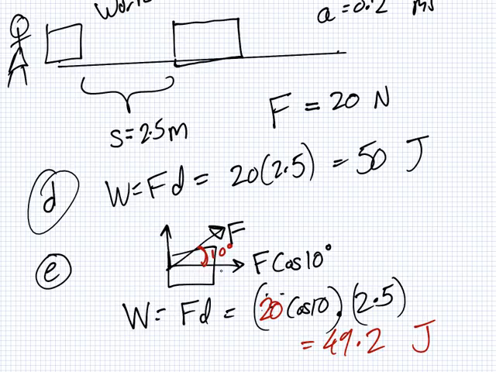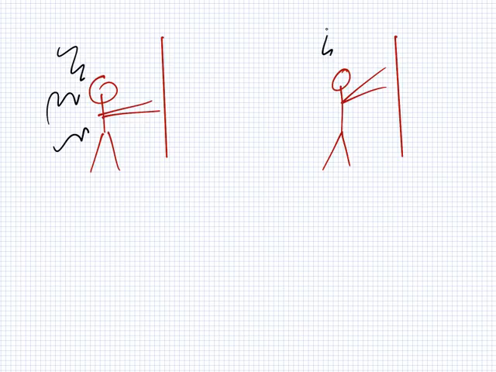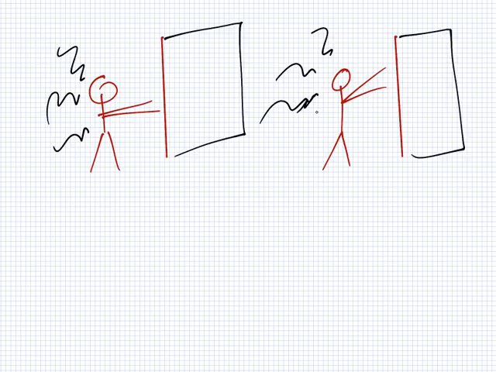The work on the box is less. Here are the two situations. When you push horizontally, or when you push at an angle, you have to do the same amount of work. You're doing the same amount of work, but the block will have more work done to it here and less work done to it here.